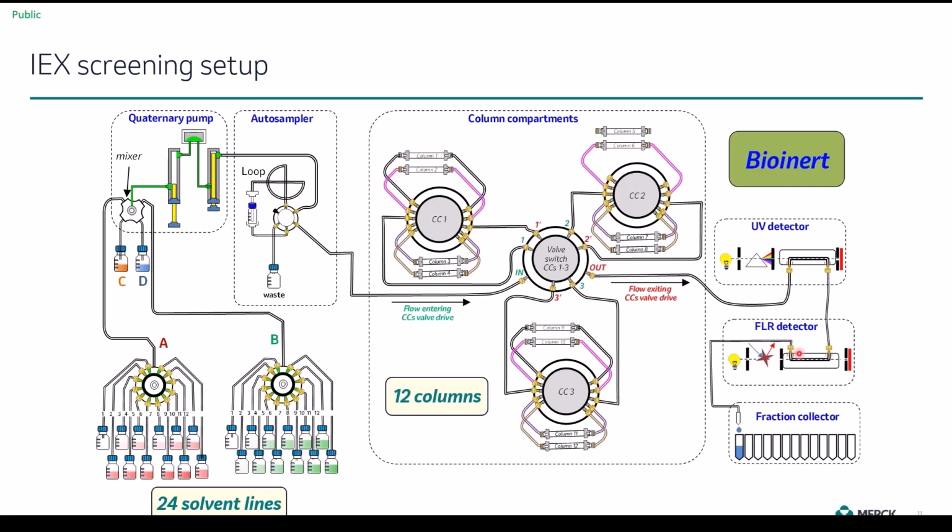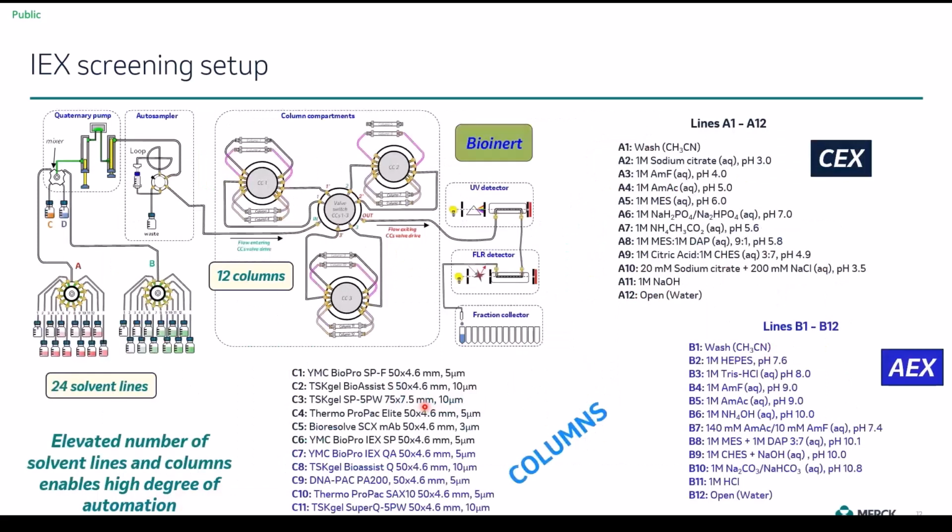And as we can see here, we were able to establish this ion exchange screening setup by using a bioinert UHPLC. And with the use of different valve drives, we were able to obtain up to 24 different solvent lines and 12 different column positions. Now, for ion exchange, we need to have such a dramatically high number of both solvent and column lines because we have different parameters that we need to consider, quite obviously. As we can see here, we need, first of all, to address the choice of whether we need to utilize cation or anion exchange for our analysis.